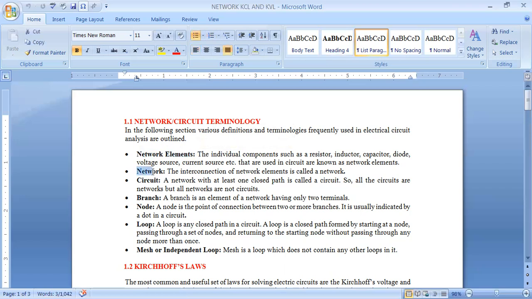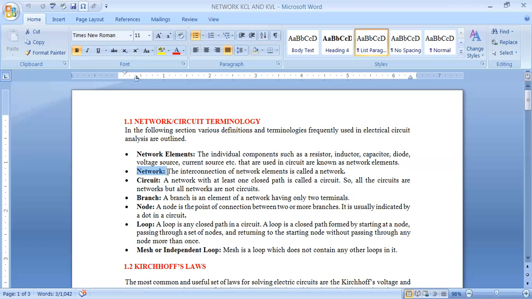Now I go for the network. What is the network? The interconnection of network elements is called a network. So we have to connect all in such a way that there is a link, an interconnection, between the elements. It's called a network.